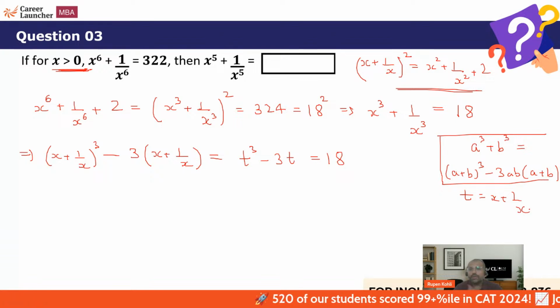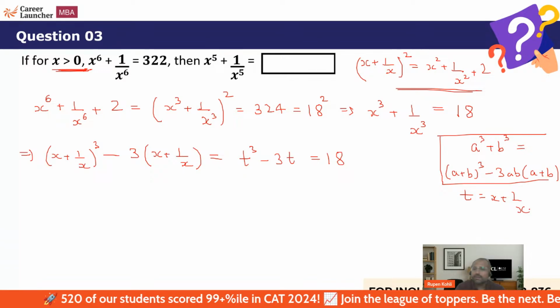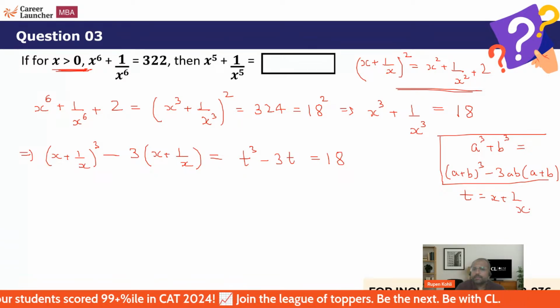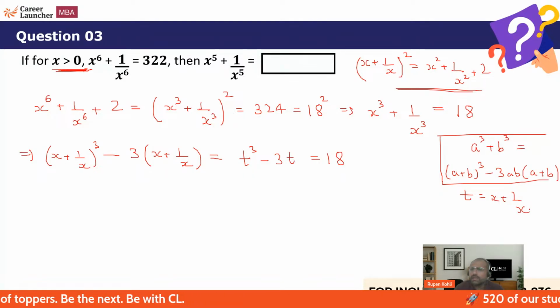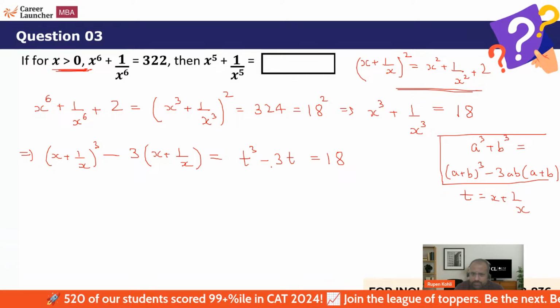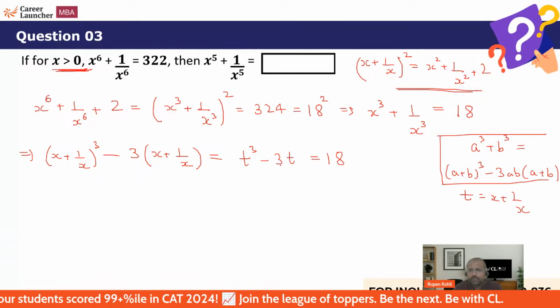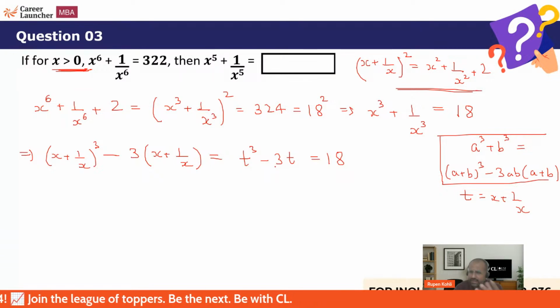So now we have a cubic equation in t, isn't it? And I think we can do a little bit of hit and trial over here to try to figure out the value of t. Given that my RHS has 18, t should be a factor of 18, because we can factor out t from the LHS in this equation. So we can try with factors of 18 like 2, 3, and so on.